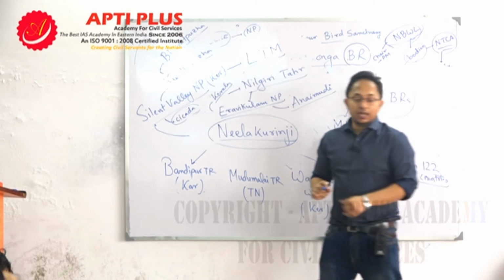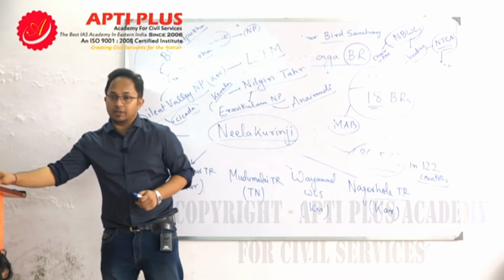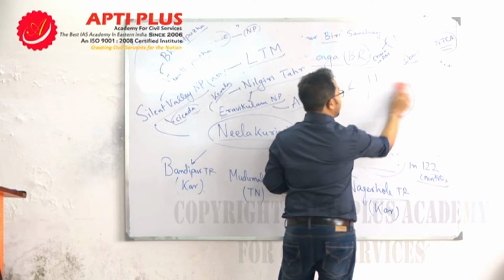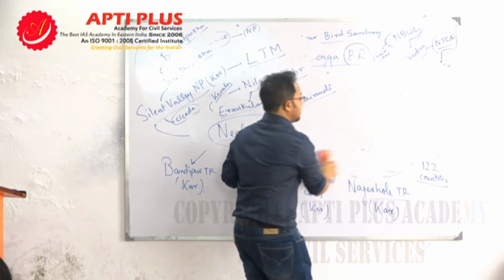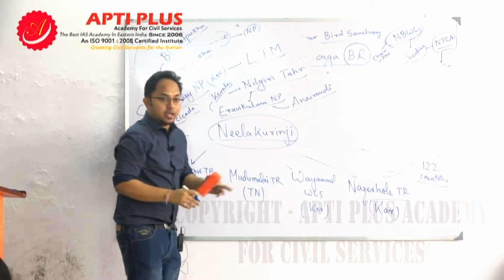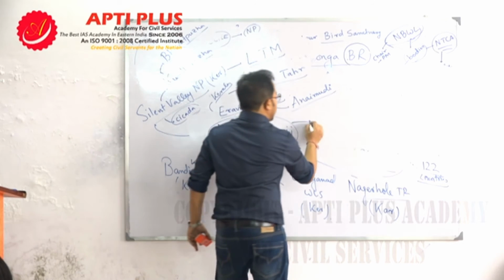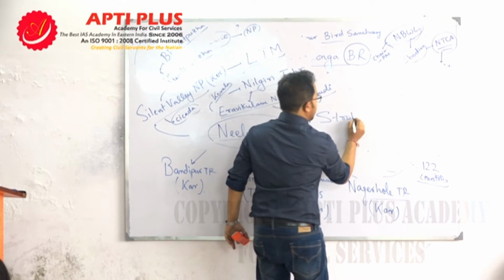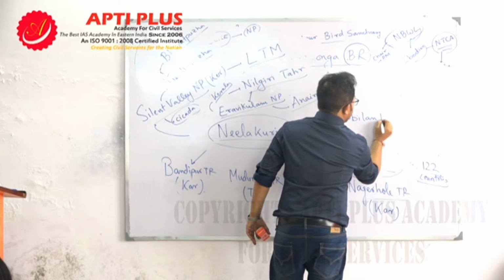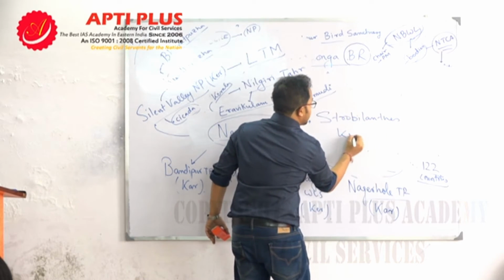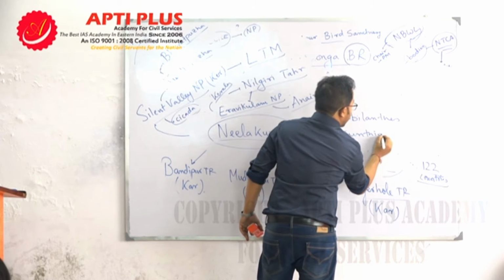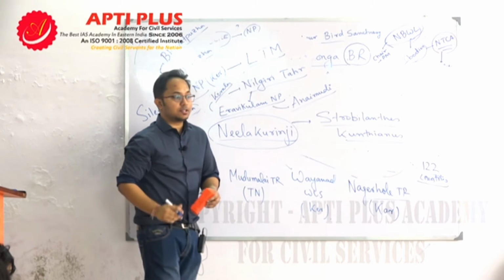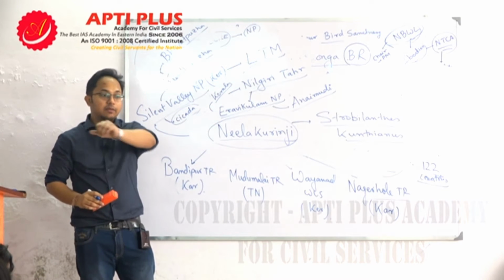Understood? So Neelakurinji is another very important topic for this year, because again Kerala was in the news for multiple reasons. अच्छा, नीलाकुरिंजी को लेके पहले खत्म कर लेते हैं. नीलाकुरिंजी जो है, इसका साइंटिफिक नेम क्या है? स्ट्रॉबिलैंथस कुंथियानस. Strobilanthes kunthianus is the scientific name.